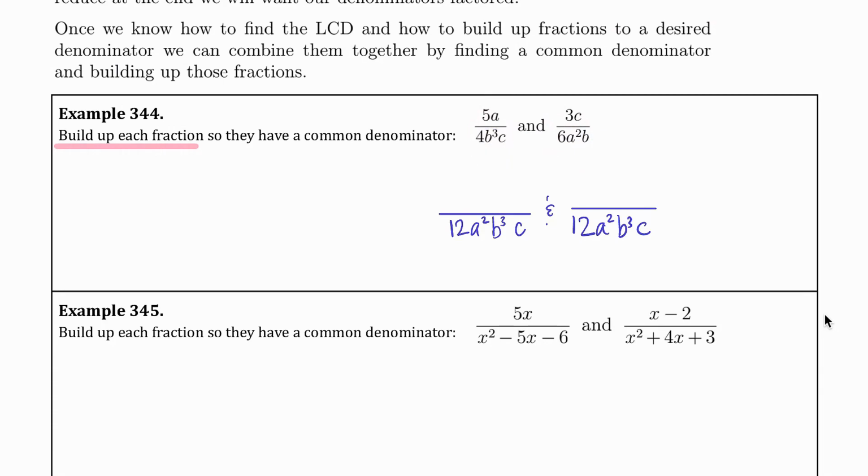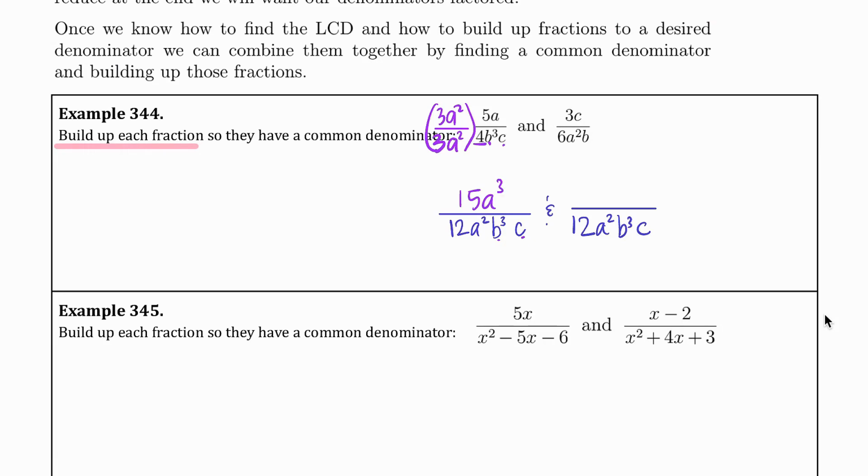All right, now let me clean this up a little bit, and let's see what we did to change each fraction to have this denominator. So for my first one, let's think about what we multiplied by. We started out with 4, we ended up with 12, so we multiplied by a 3. We started out with b cubed, we ended up with b cubed, that's okay. Started out with c, ended up with c, that's okay. But we're missing an a squared, so I need to multiply it by a squared. So do the top and the bottom the same, 3a squared on top, 3a squared on bottom. So my numerator changes to be 15 a to the third.